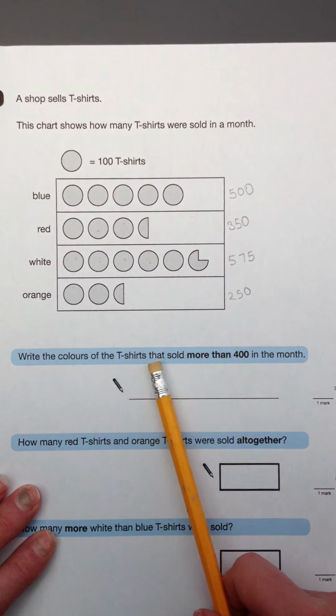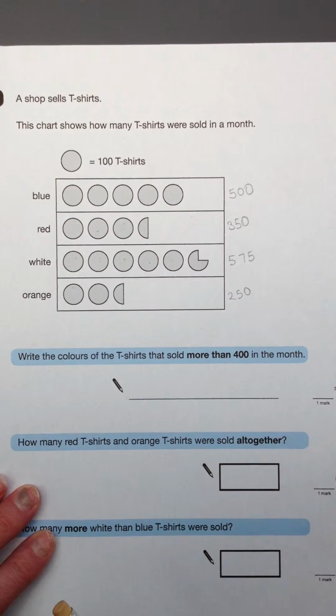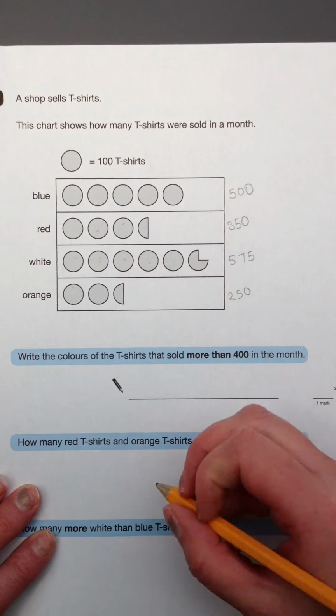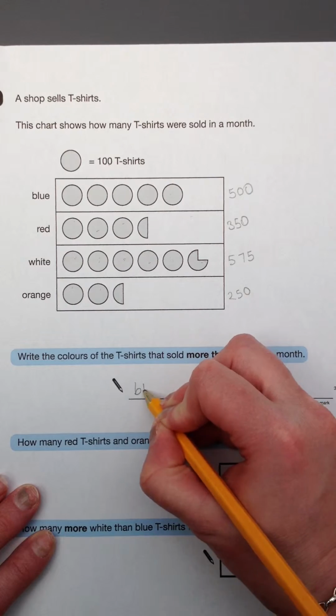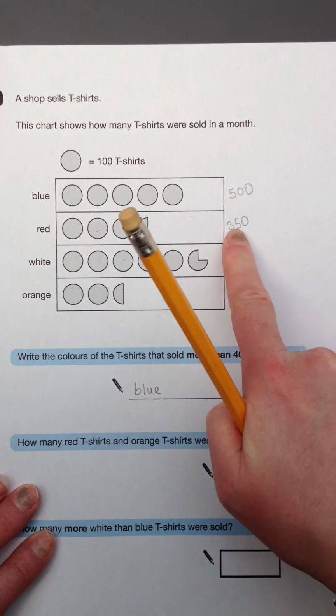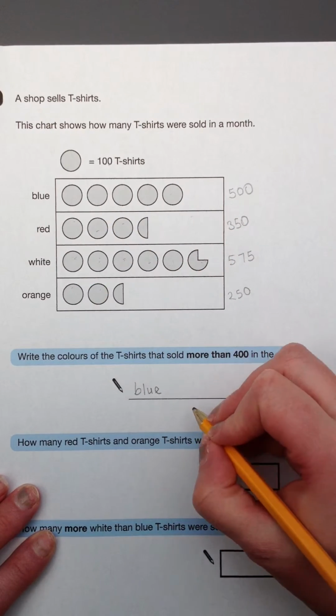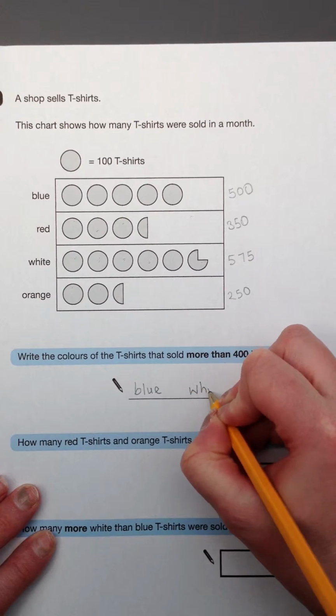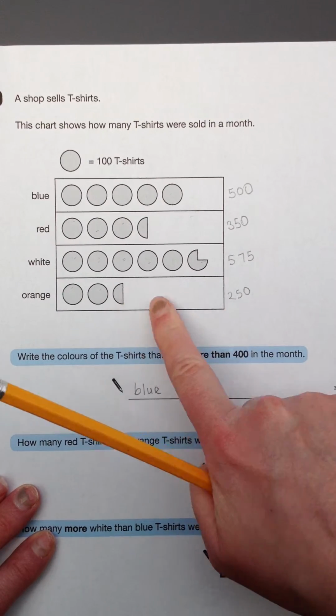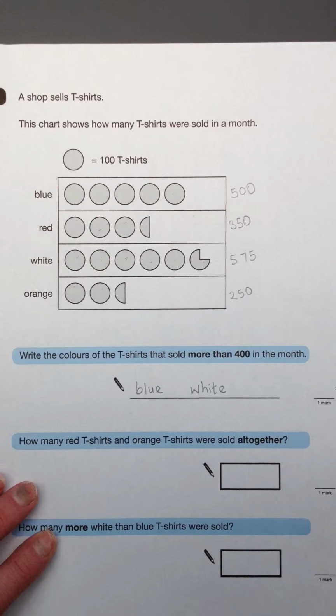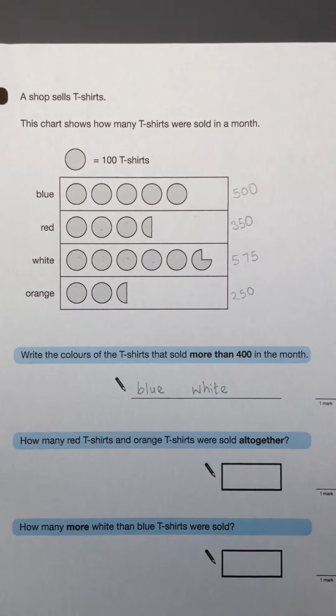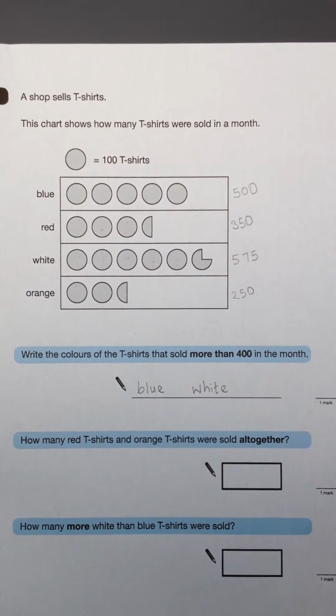Write the colours of t-shirts that sold more than 400 in the month. Blue sold more than 400. Red did not. White sold more than 400. Orange did not. So there are 2 colours of t-shirts that sold more than 400.